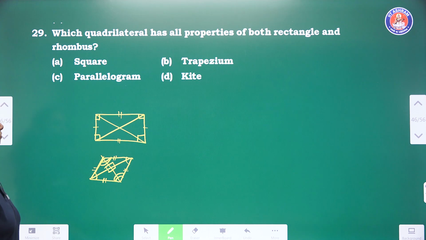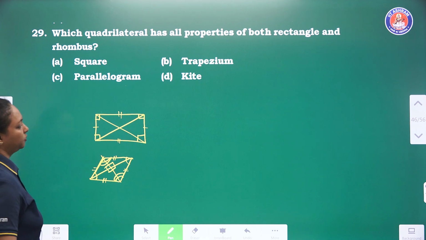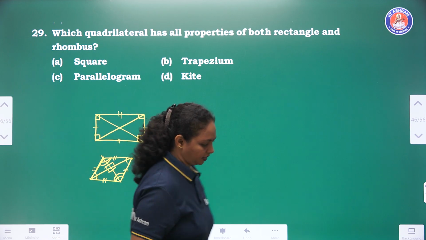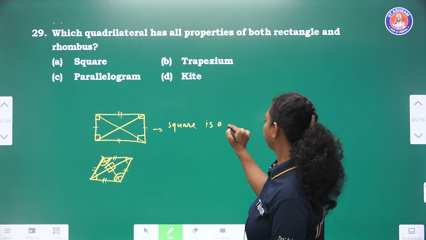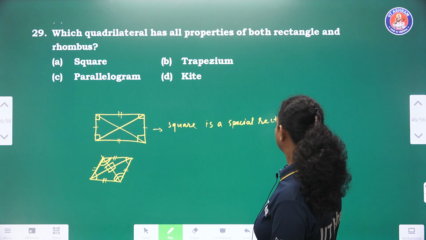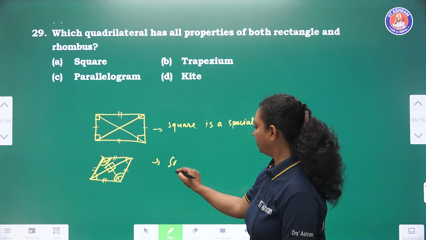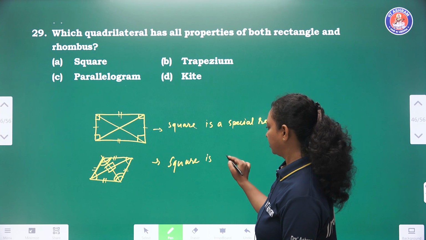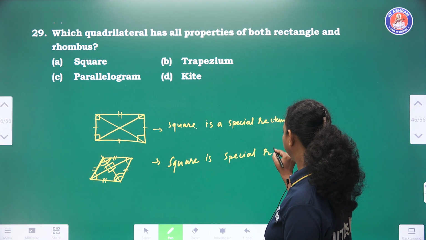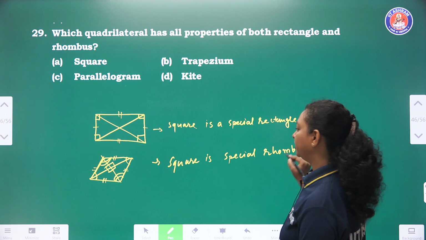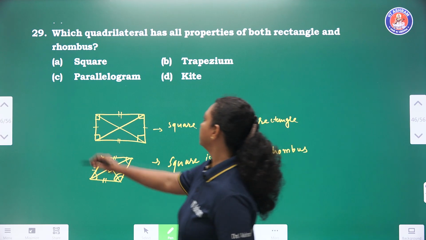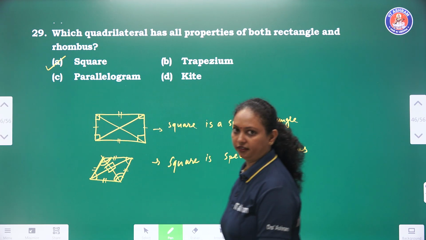So out of this, square is a special type of rectangle. Can I say square is a special type of rectangle? And square is a special type of rhombus too. So only square is a shape which satisfies the properties of rectangle as well as rhombus. So which option is correct? Option number A.